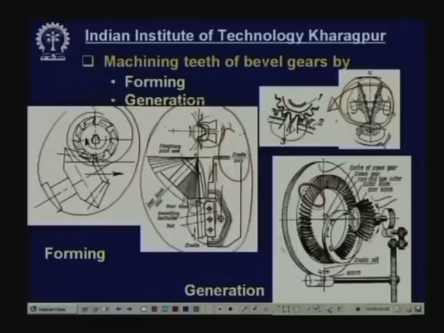Now, spiral bevel gears or hypoid bevel gears are also produced on the same principle by a special cutter. The movement of the cutter, the path of the cutter, is very similar to the teeth of the crown gear, which will be meshed with the gear to be cut.